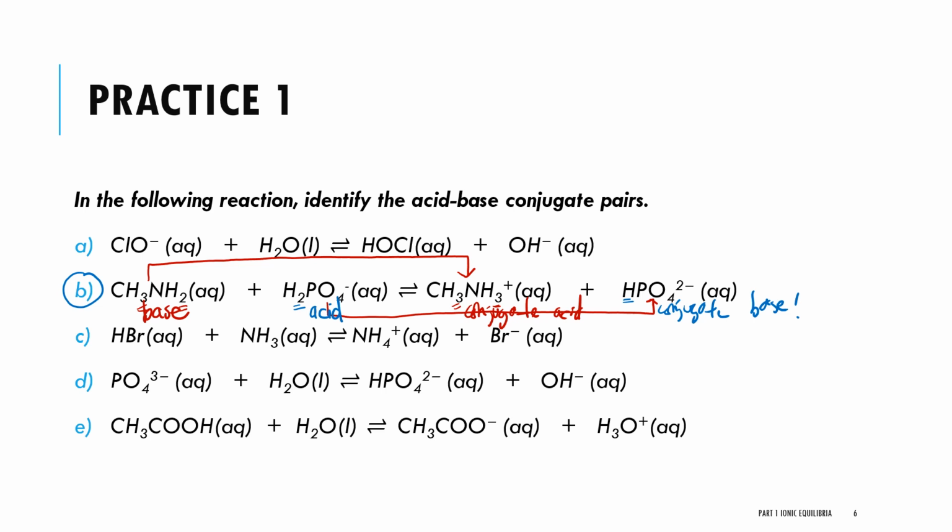Let's say, okay, on top here, soalan A. So now we have, okay, buat pairing dahulu, ClO minus dengan HOCl. H2O and OH minus. Okay, apa perubahan dia? ClO minus tak ada hidrogen. HOCl ada hidrogen. So, bermaksud ClO minus accept proton. So, automatic dia akan jadi base. So, pasangan dia tadi adalah conjugate acid.